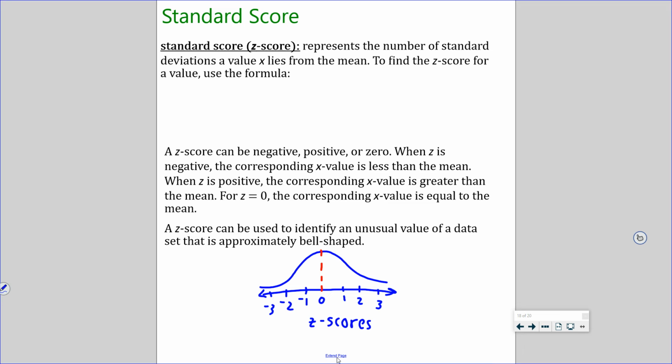To calculate the z-score is pretty simple. You just take the value minus the mean, and you divide by the standard deviation.